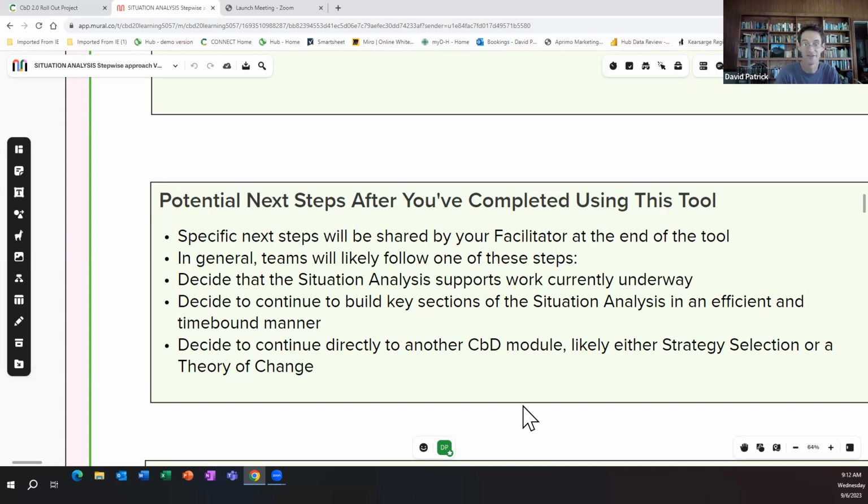And you could also decide that having undertaken the situation analysis, you want to step onto another conservation by design module. That might be strategy selection, it might be a theory of change. The guidance and the resources available on Connect, along with our staff, can help support you in that journey. So again, in terms of next steps, we'll reassess these at the end of the workshop series, once you can actually see what progress you've made.